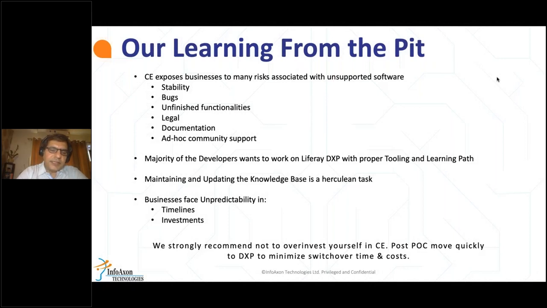we have seen businesses face a lot of unpredictability in terms of timeline, because it is always a work in progress. Your teams are always busy fixing one thing or the other technically. So businesses do not get the timeline by when their initiatives will be launched. And then there is unpredictability in investment, because businesses are not sure at what point of time they would need extra investment to resolve certain things in the community software.